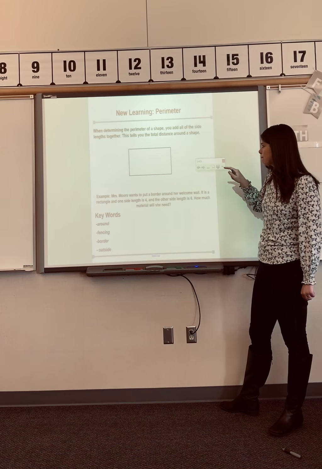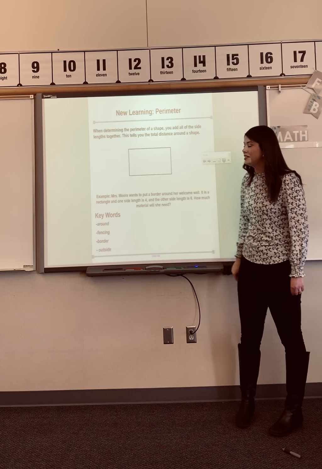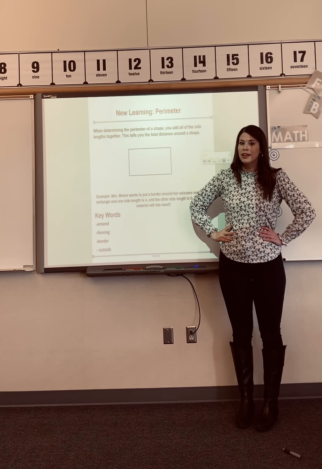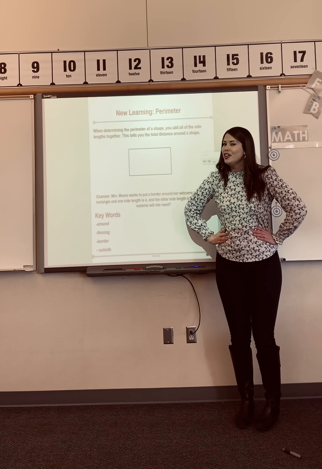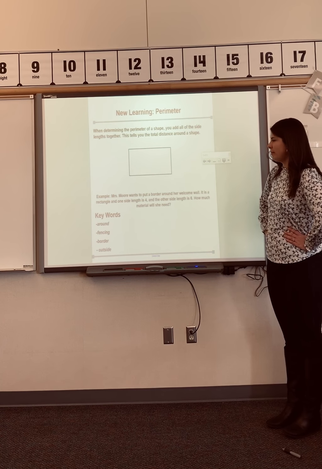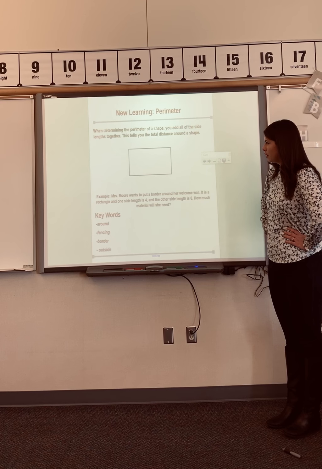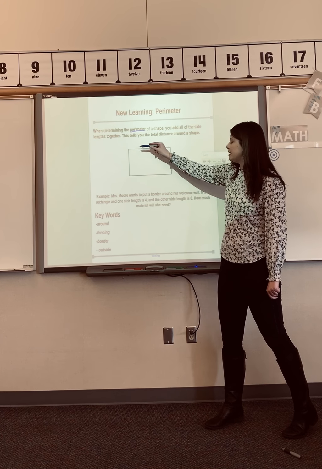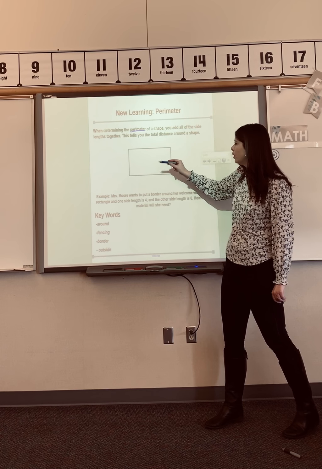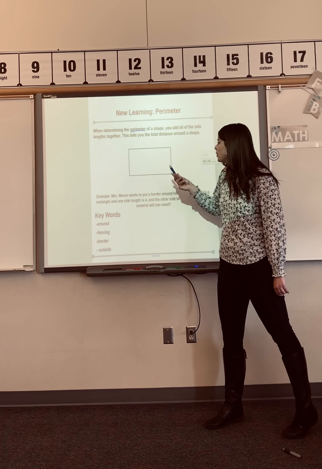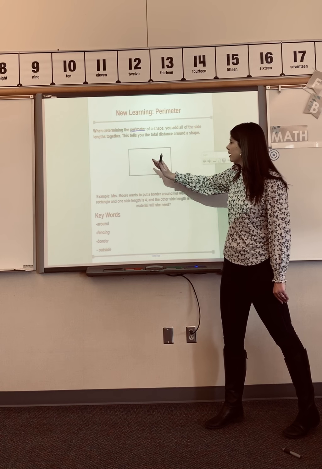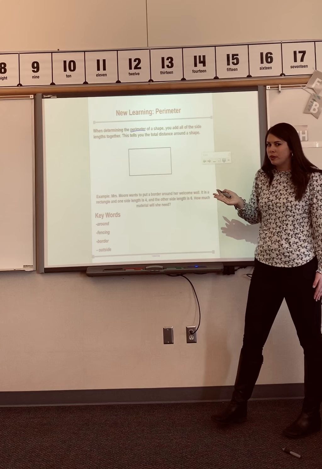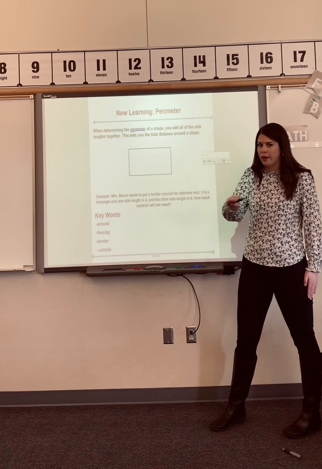Okay. Our new learning today, so pay really close attention because this is really really important, and I know you're gonna be able to do this by the end of the lesson. Our new learning today is perimeter. When determining the perimeter of the shape, we know perimeter is the distance around a shape. When determining the perimeter of a shape, you add all of the side lengths together. This tells you the total distance around the shape because perimeter is just the total distance around the shape.